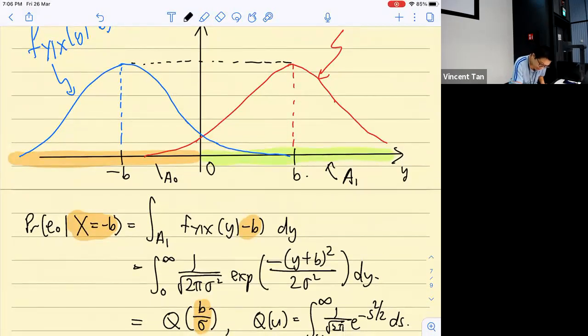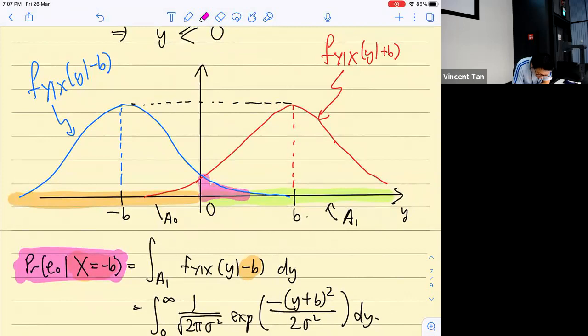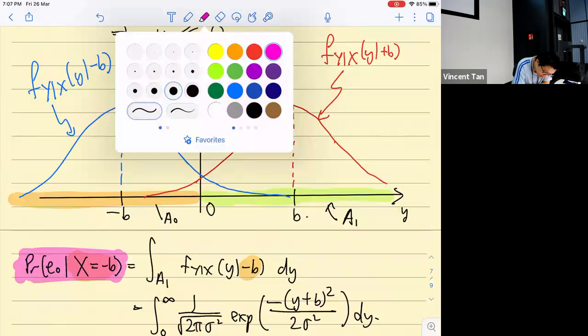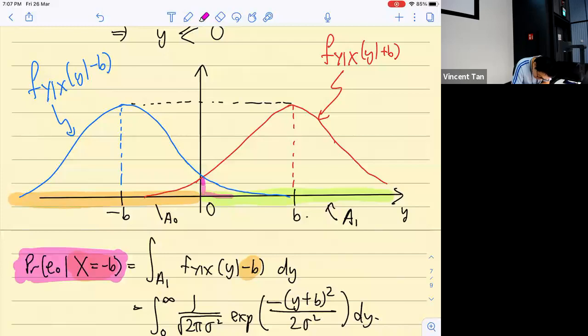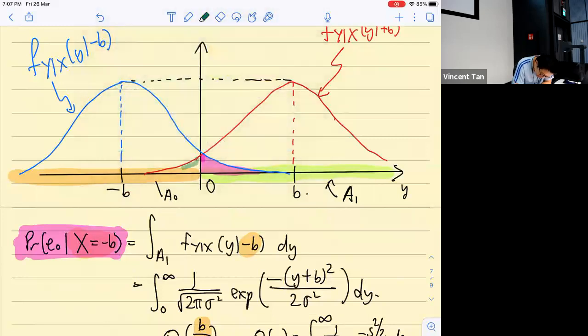So for this object here, what are we integrating? We are looking at the particular function, the blue function here, and we're integrating this part here. This is very ugly. We're integrating this part here, this small little area here. This is done for this particular guy. And for the other probability, you're integrating this part here.